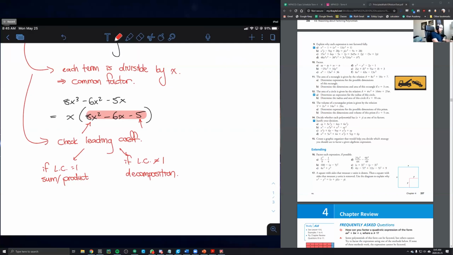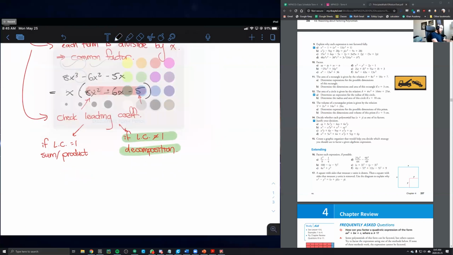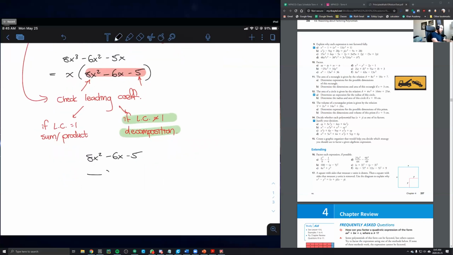So in this case, my leading coefficient is 8, so it's not equal to 1. So I'm using decomposition here. And so for this example, I need to factor 8x squared minus 6x minus 5. So I have to find two numbers that multiply to give me 8 times negative 5, and add to give me negative 6. So this will be multiplied to negative 40, add to negative 6. That is going to be negative 10 and positive 4.